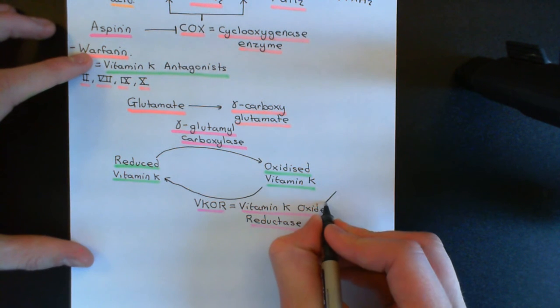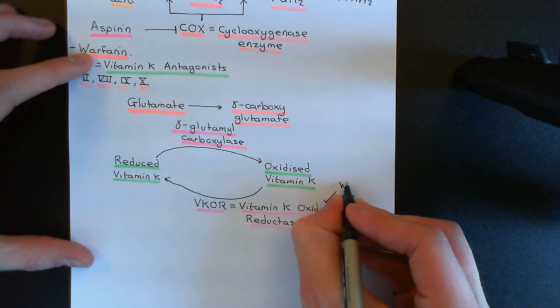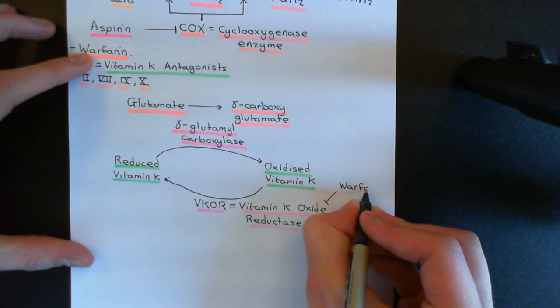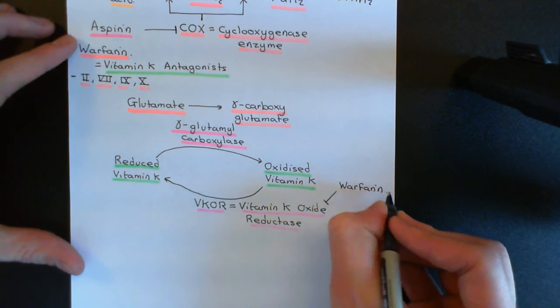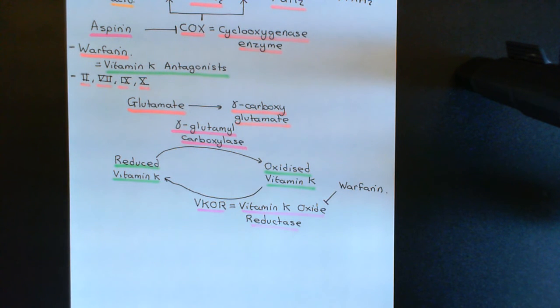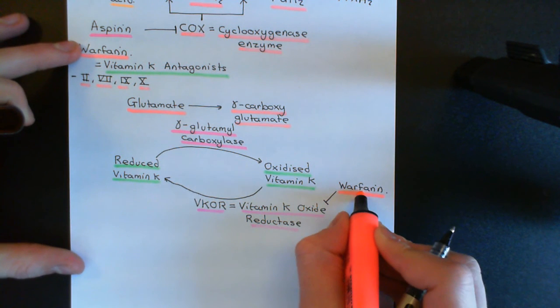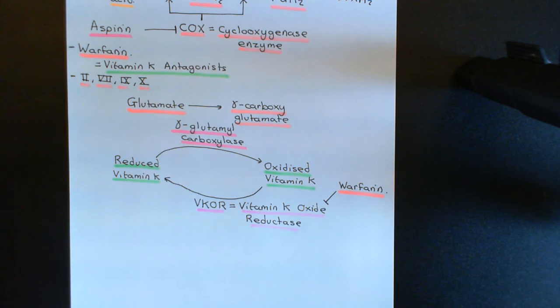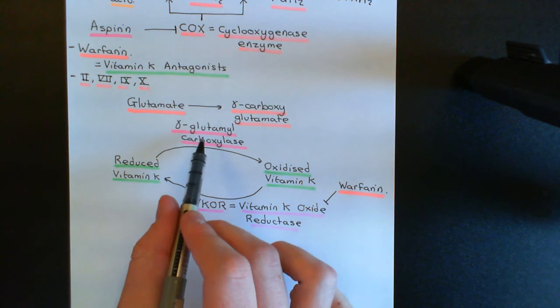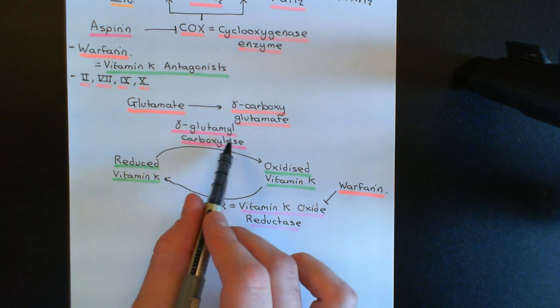This is the enzyme now that warfarin inhibits. So if you take warfarin, it will go into your liver cells and it will inhibit the vitamin K oxide reductase enzyme, and therefore prevent the conversion of oxidized vitamin K back into reduced vitamin K. So oxidized vitamin K will build up, and gamma-glutamyl carboxylase will not be able to function.